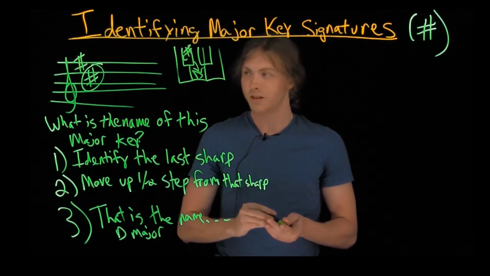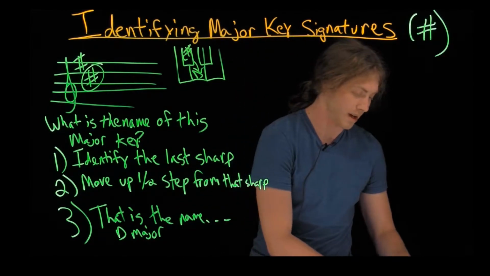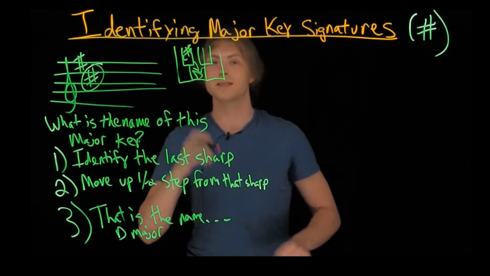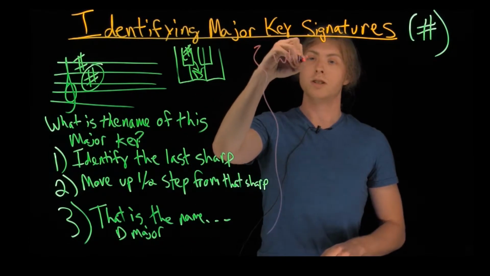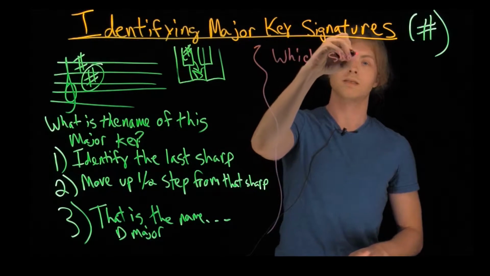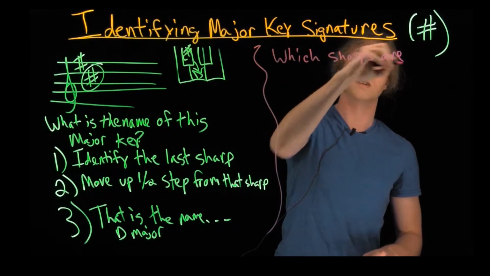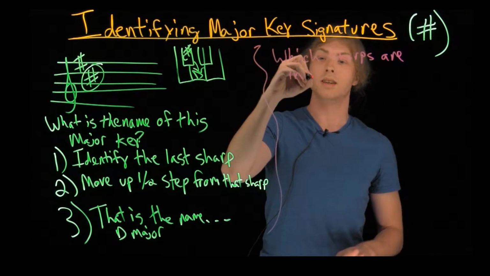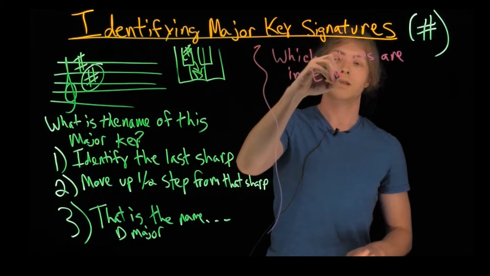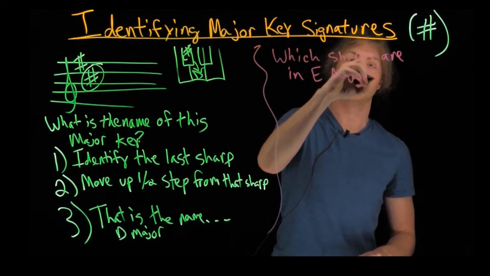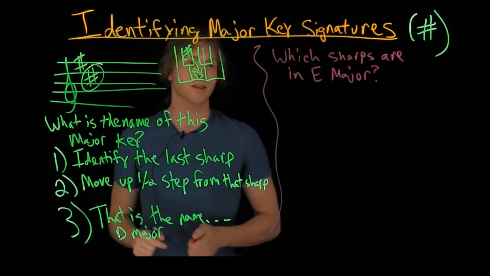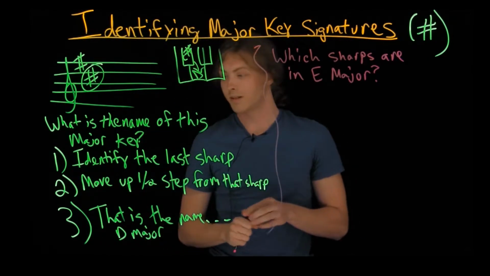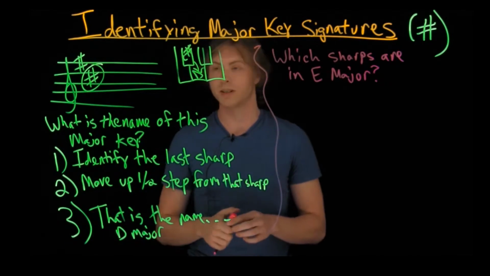Okay, now what if I ask the opposite question? What if I ask, which sharps are in the key of E major? This is kind of like the opposite question that we answered earlier. And, well, you're going to work backwards to figure this out.